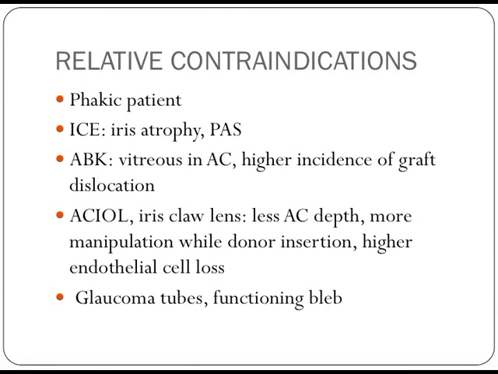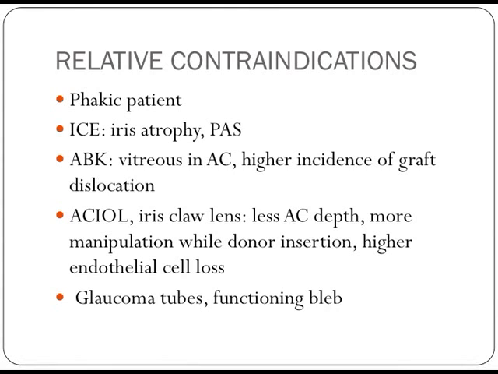ICE, because of presence of pus, where again the anterior chamber is shallow, the atrophic iris can cause migration of air in the posterior chamber leading to pupillary block. Then aphakic bullous keratopathy, especially when the vitreous is in the anterior chamber, as also there is higher incidence of graft dislocation in aphakic bullous keratopathy.